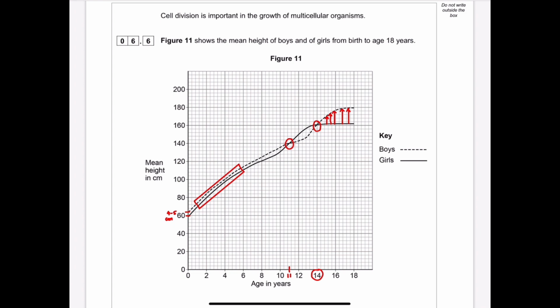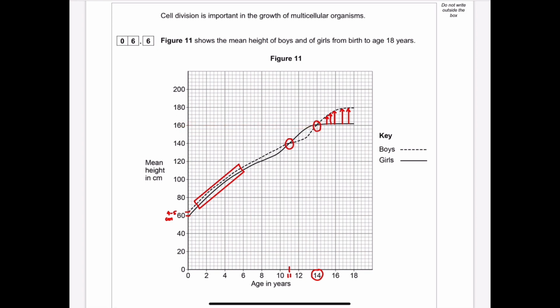Up to the age of 11, we can see the boys are taller than the girls. At the age of 11, we can see from here, the height of the boys and the height of the girls is the same, about 140 centimeters. After that, the height of the girls is increasing, whereas the height of the boys is also increasing, but not at the same rate. At the age of 14 years, the boys and girls have the same height, 160 centimeters. We can see both graphs meet each other at this point.